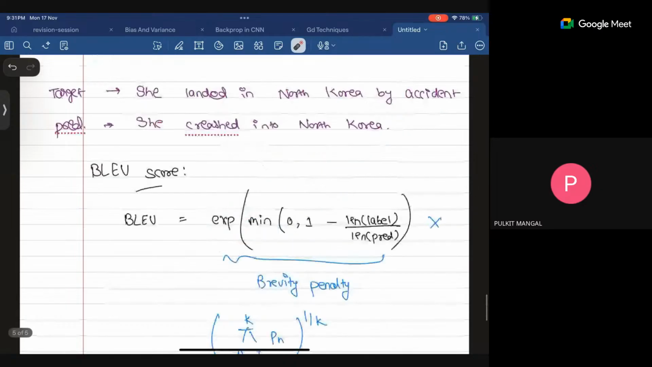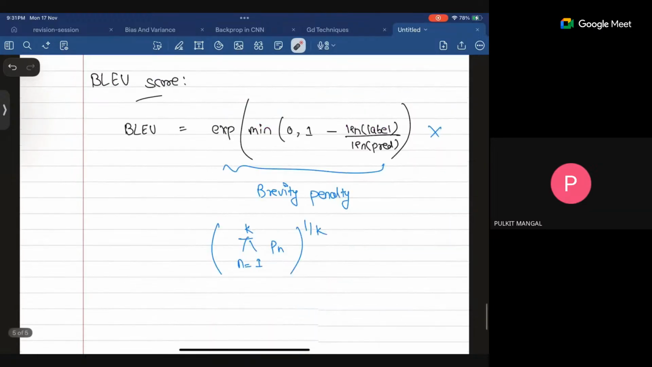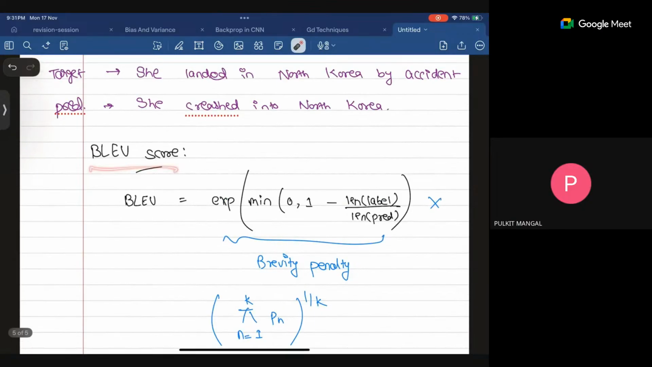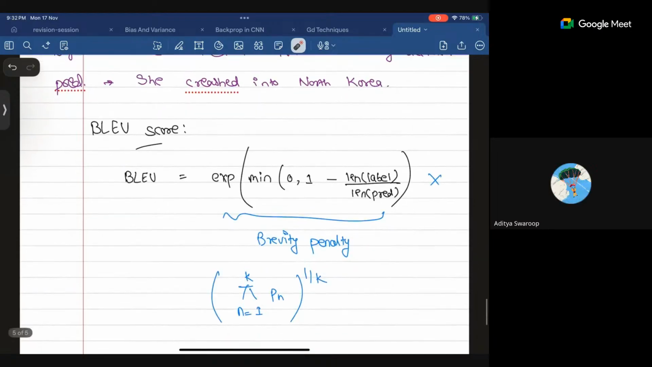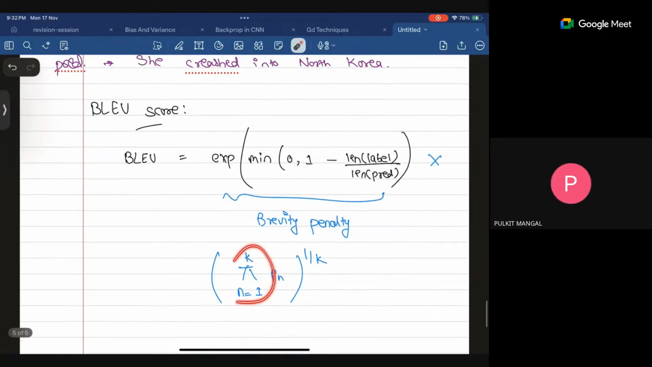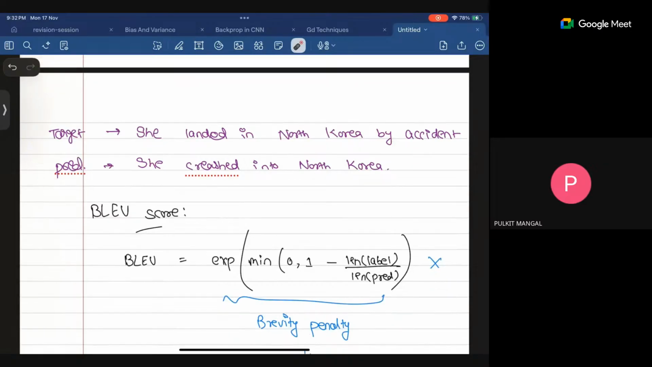So I'll be using this example to showcase how it's done. Let's start with this. What is BLEU? BLEU is the scoring metric. It's an acronym: Bilingual Evaluation Understudy. Sir, what is this product over k? That is the multiplication that is happening. We will be solving how we calculate the brevity penalty and the score for this.